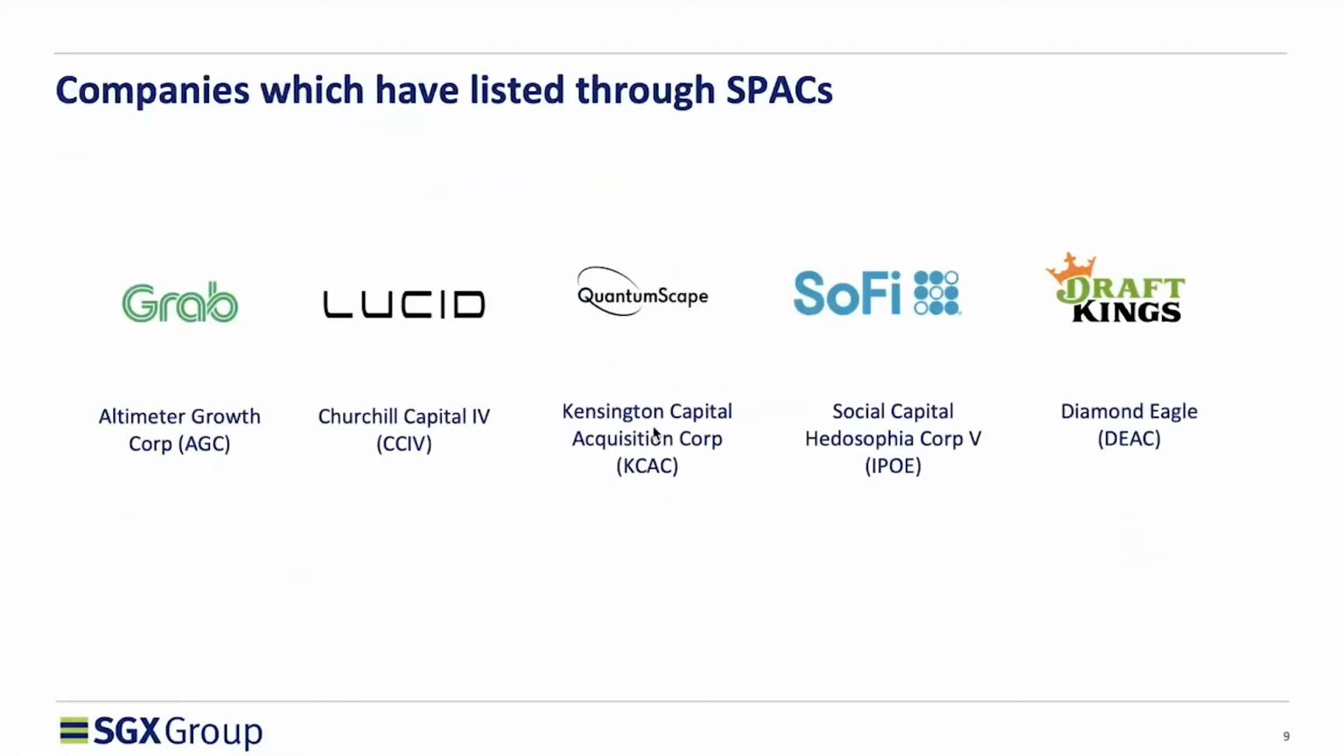So to bring it a bit more to life, we can share some of the companies which have been listed through SPACs. One name that everyone will be very familiar with would be Grab, which got listed through a combination with a SPAC listed in the US, Altimeter Growth Corp, late last year. In the electric vehicle space, we have got Lucid that also got listed through a SPAC. In fintech, we have got Sophie, and within the gaming space, it will be DraftKings that also got listed through a SPAC. So definitely familiar names that have chosen SPACs as a way for them to be going into the public markets.